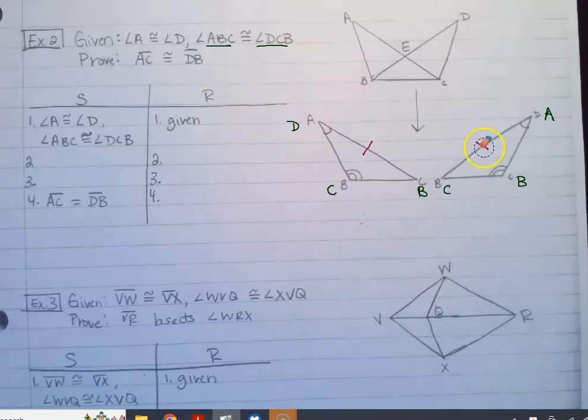Okay, because we can't prove these congruent. There's no relationship up here that shows me they're congruent. But we can prove these two congruent. Why? Because they're the same. Because they're the same when? When they're connected. Okay, so if we look back here, when they're stacked on top of each other, we see that they're the same. So segment BC is congruent to segment CB.